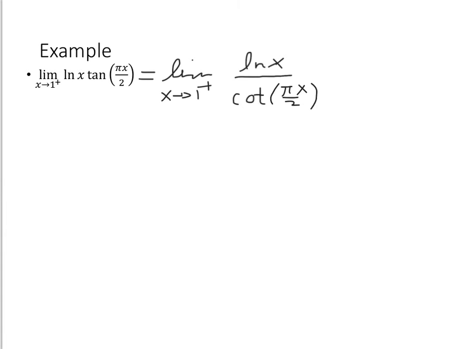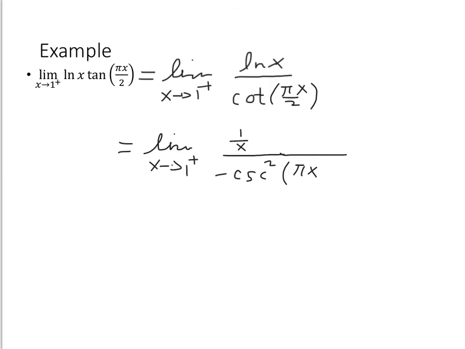And that means that we can try to apply L'Hopital's rule. So if we do that, take the limit as x approaches 1 from the right. Derivative of natural log is 1 over x. And then we have to remember that the derivative of cotangent is minus cosecant squared. And then we leave the inside alone, so we leave pi x over 2 alone. And then we multiply by the derivative of the inside, which is just pi over 2.